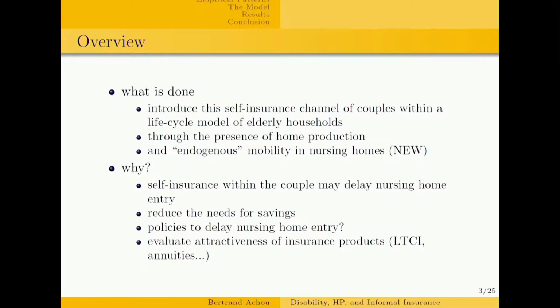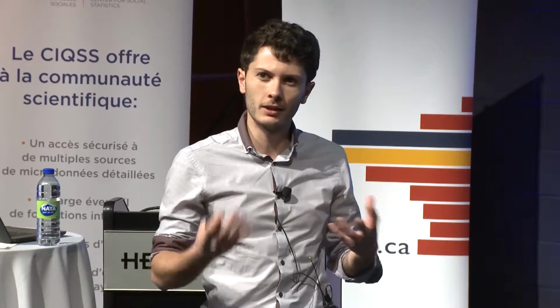The first thing, and that's why I include nursing homes, is that it might delay nursing home entry. And as you know, to enter into a nursing home is quite costly. So it might reduce in some way the need for savings, but as Bertrand and Jones also said, you have two risks at the same time. So it's not really clear what is going to dominate, and that's why I wanted to build this model.